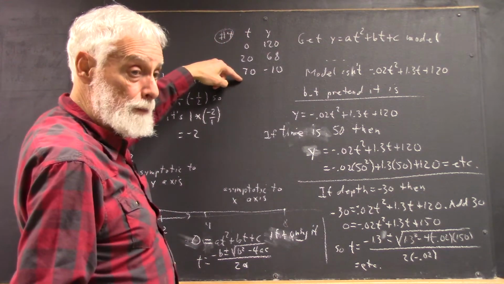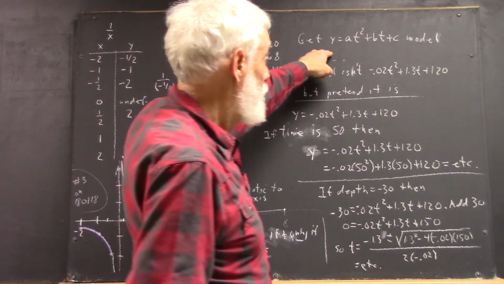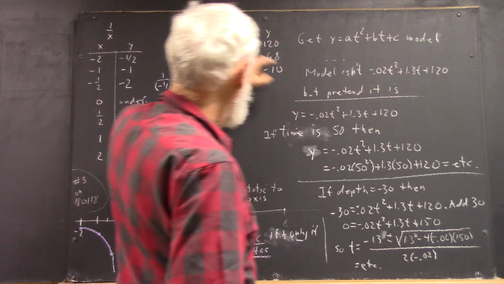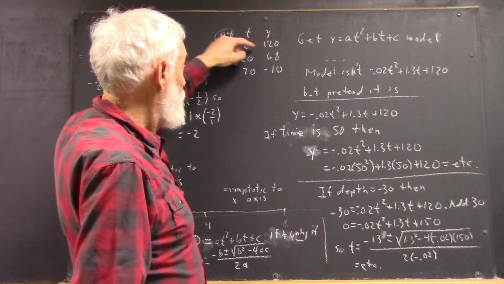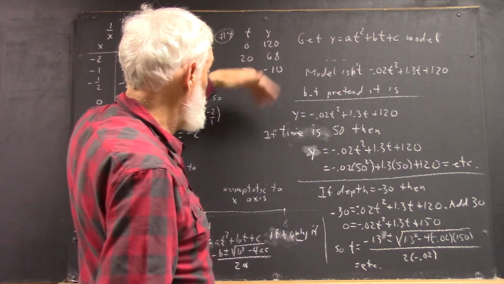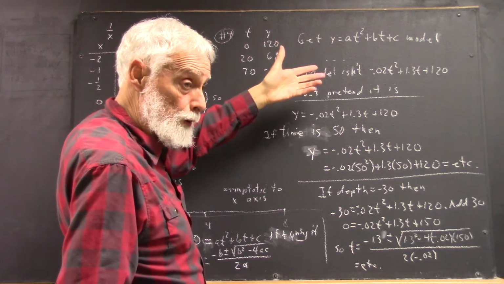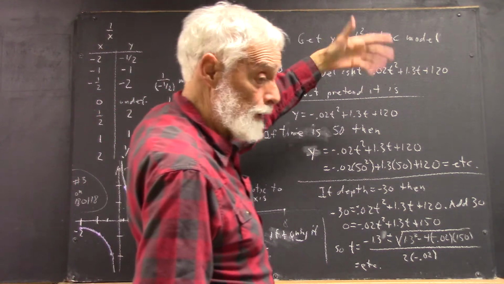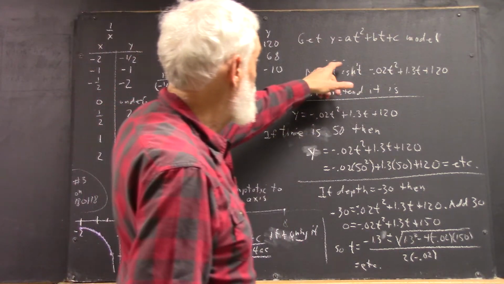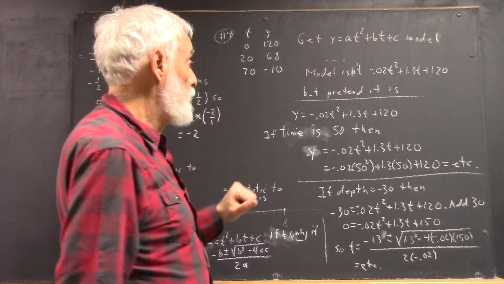3 different points, we can get our y equals at squared plus bt plus c model. Plugging the coordinates of the first point in, we get one equation. Plugging the coordinates of the second, we get another equation. And from the third, we get a third equation in A, B, and C, and we solve that for A, B, and C. That's what you do, and that's what you do need to do in number 4.